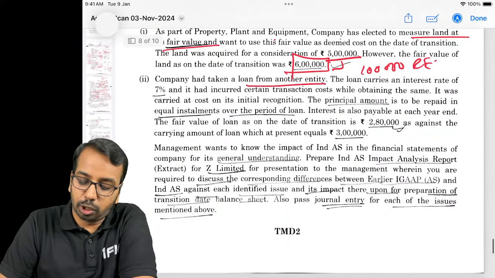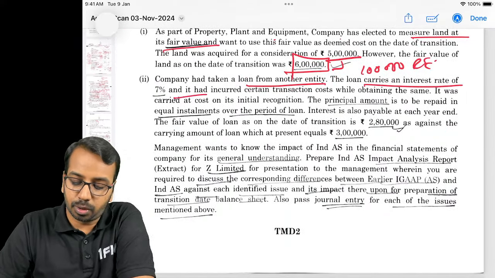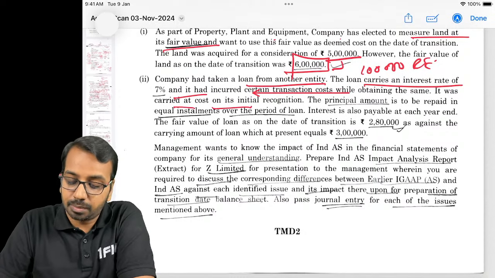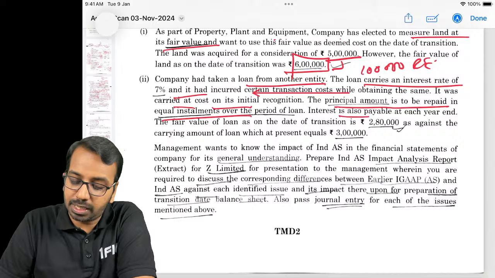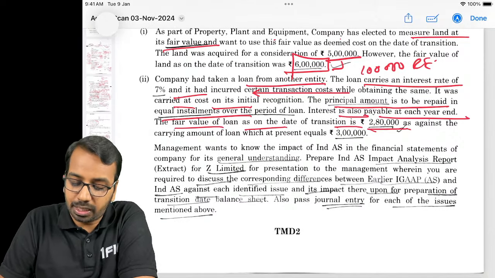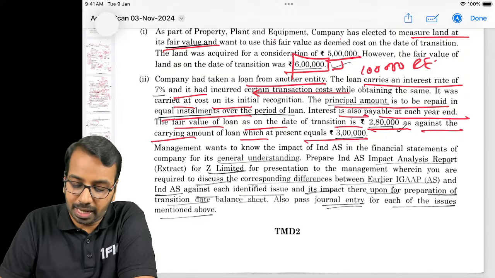Then they have taken a loan from another entity. They have an interest rate of so much. They have incurred transaction cost. It was carried at cost. Principal amount is to be repaid in equal installments. Interest is also payable at the year end. Fair value of the loan at the date of transition is 2.80 lakhs as against the carrying amount of the loan, which is 3 lakhs.